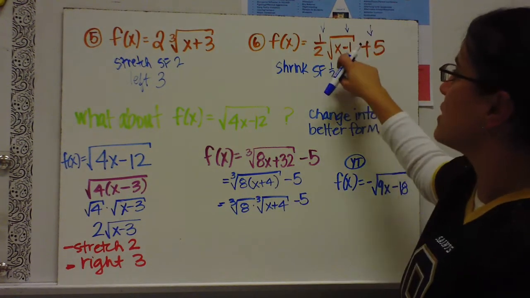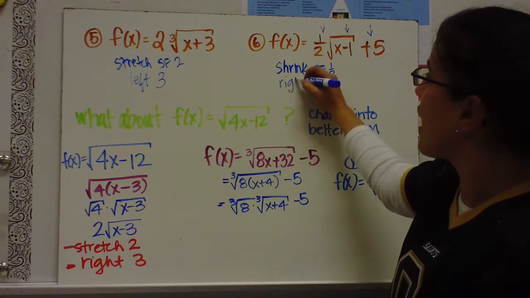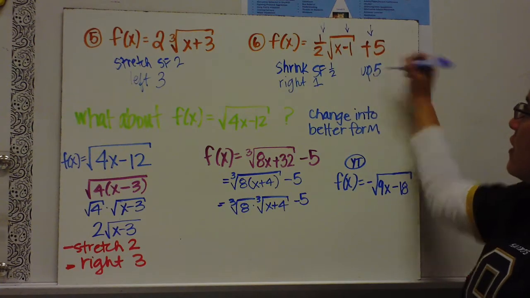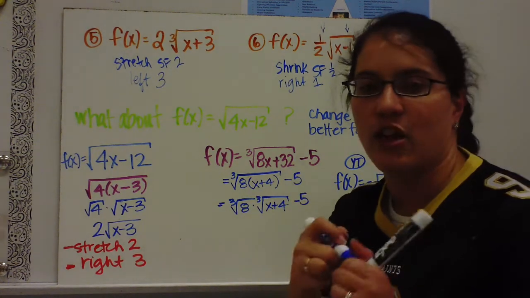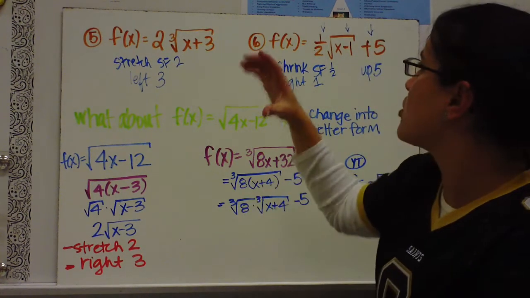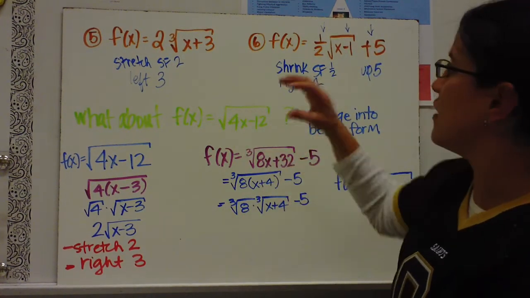The minus 1, so this is on the inside, that means we're going to go to the right 1 unit. And then this plus 5 dictates that we're going to go up 5 units. So we would take the parent function, the square root function, and we would shrink it, we would go right 1, and then we would go up 5.